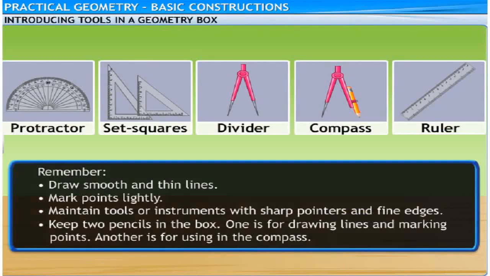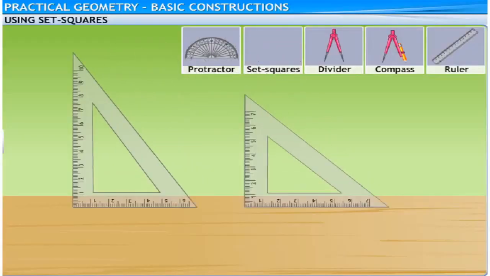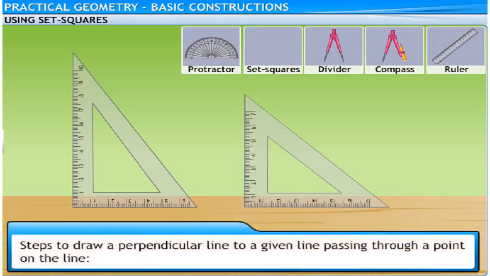to remember when you use the tools for construction. Next, we'll see how we can use set squares to draw perpendicular lines and parallel lines. First, we'll draw a perpendicular line to a given line at a point on the line.